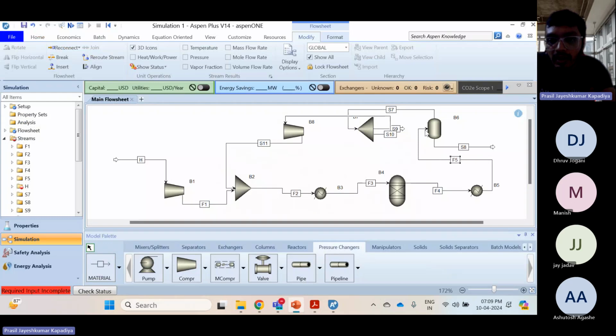Now F6 and F7. This one is F6 and this one is F7 and F8. This is B1, and oh, B1 won't work because B1 is already a name. Okay, so let's keep it as P1 and P2. S9 is below. Dhruv, did you do it or?